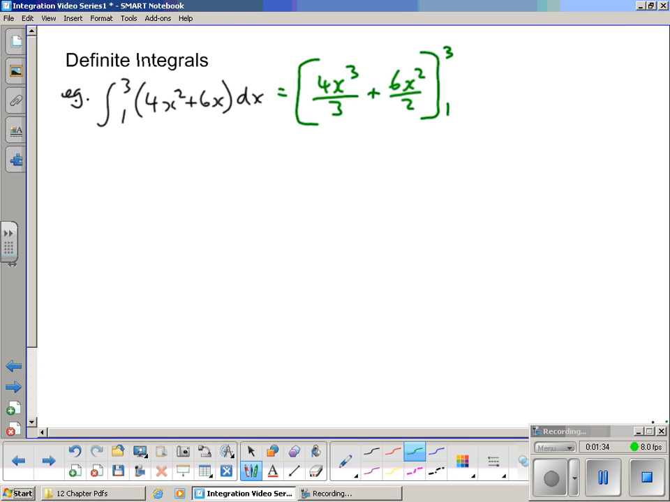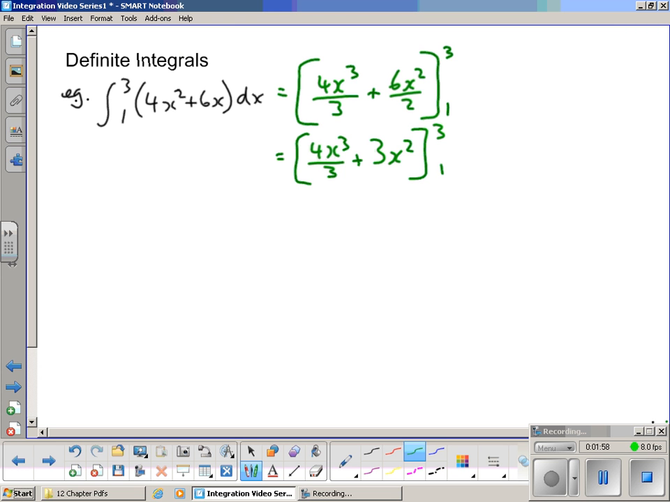So we'll just simplify this second term a little bit further, because 6 over 2 will become 3 here. 4x cubed over 3, plus 3x squared. 2 goes into 6 3 times. And we'll have our 3 and our 1 there. So we've integrated, and now we're going to sub 3 in and sub 1 in.